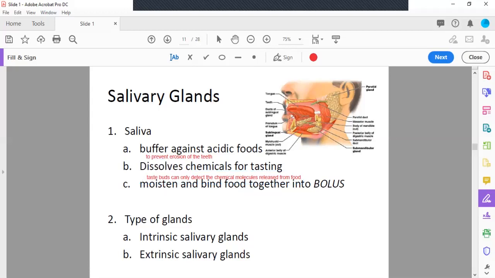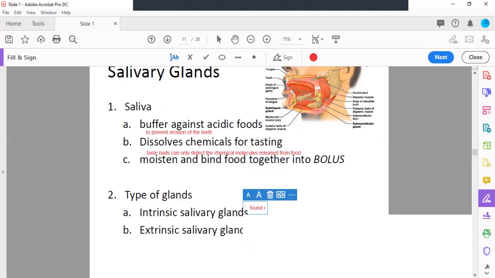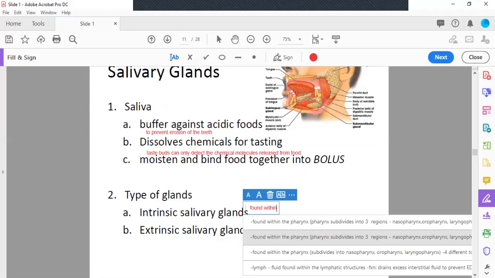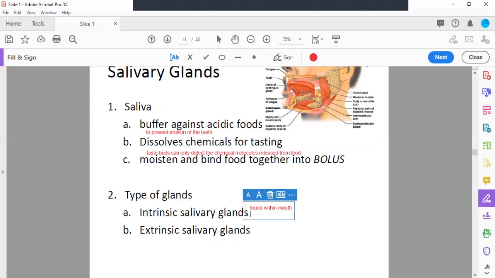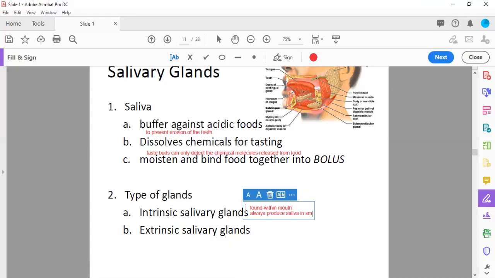Now there are two different types of salivary glands, and they are intrinsic and extrinsic. The intrinsic salivary glands are found within the mouth, and they always produce saliva in small quantity, so as to keep the mouth moist.